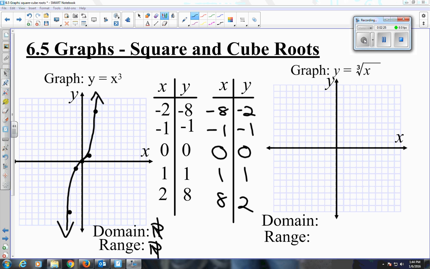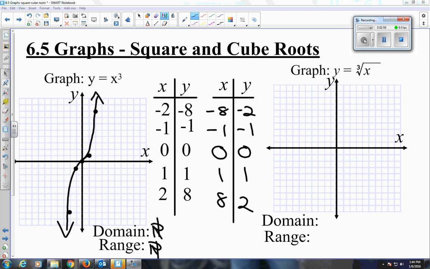But let's say I didn't have that y equals x to the third on the side. The trick is choosing which x values to use. I want to think of an x value where, when I take its cube root, I get a nice integer. -8 is a perfect cube, so I would choose -8. -1 is a perfect cube, so I'd choose -1. So choose something that's going to make life easy for yourself. That's what it's all about.